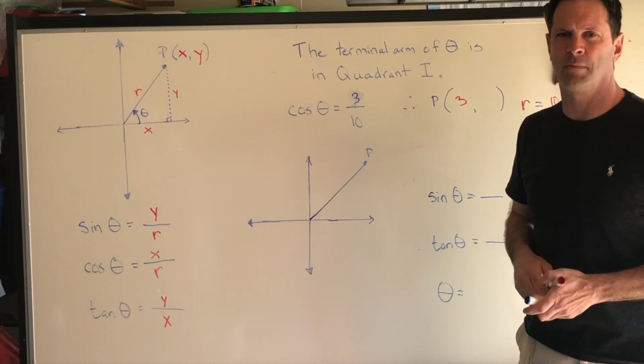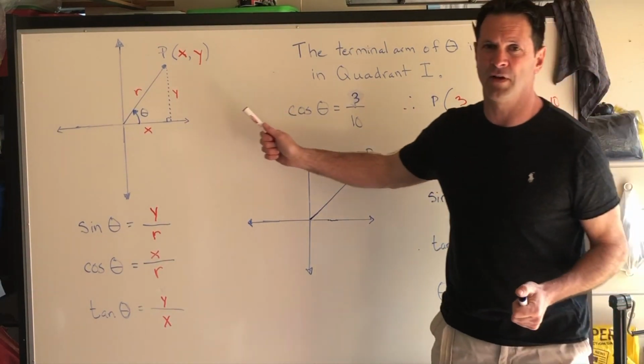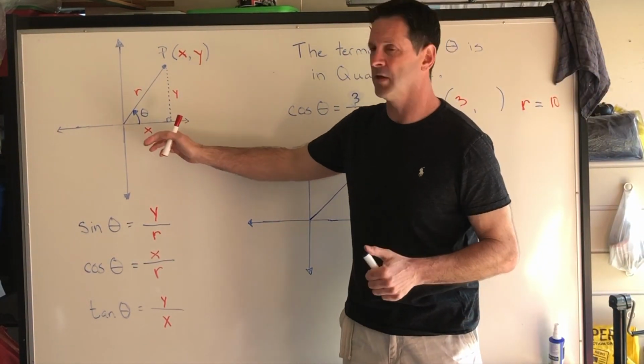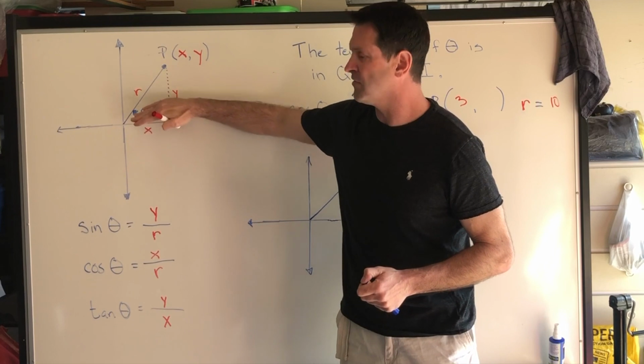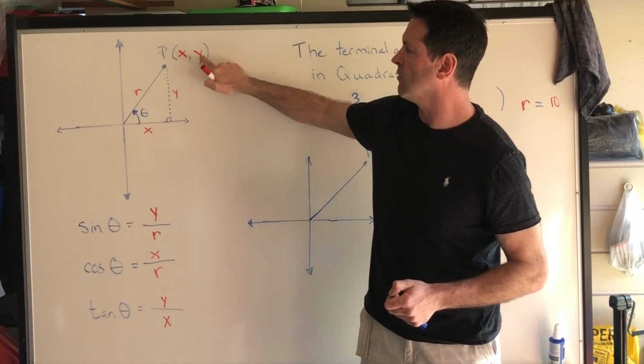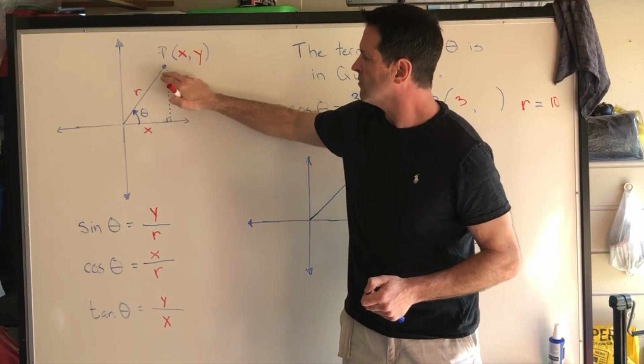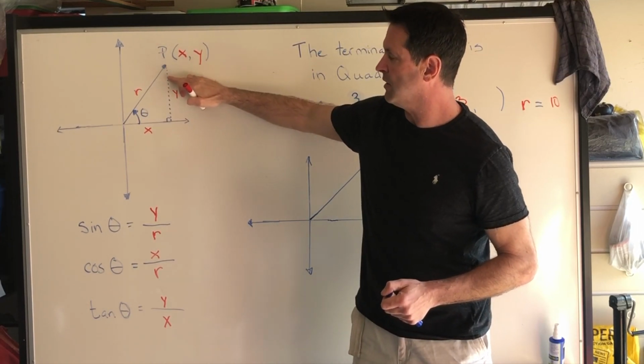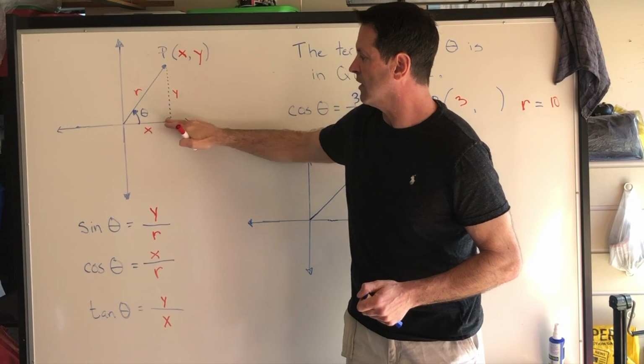We're going through another type of question here. Remember, we had our diagram here, and I've uploaded this to the website. We have our angle in standard position where the terminal arm is in quadrant 1. Point P has an x-coordinate and a y-coordinate. When I drop a line from point P to the x-axis, I create a right triangle.